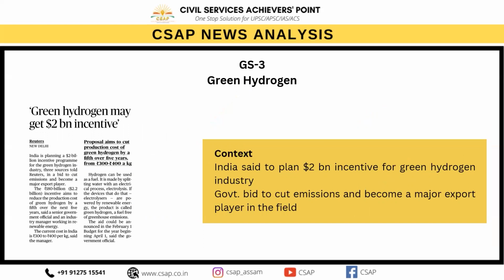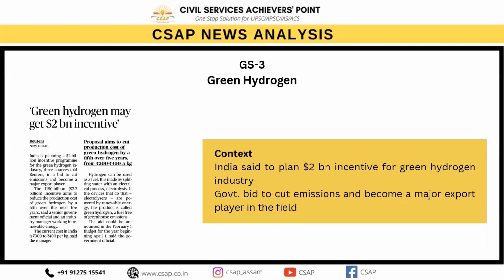So in order to cut emissions and become a major export player, India is planning a $2 billion incentive program for the green hydrogen industry. And the key aim of this incentive program would be to reduce the cost of production of green hydrogen by over 20% in the next 5 years.